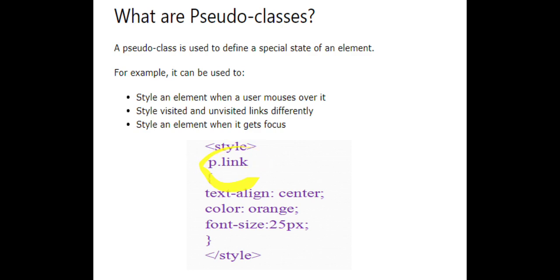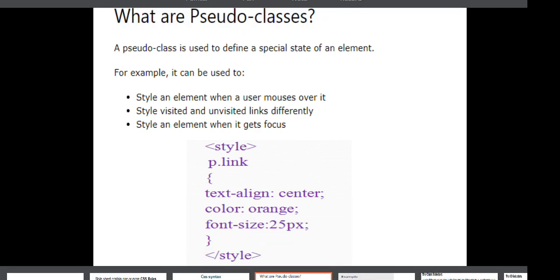This mainly helps to style the elements for the links. So when you have links in your p tag, the link will be displayed in the center, in orange color, and the font size of the particular text will be 25 pixel. So this is about a pseudo class.